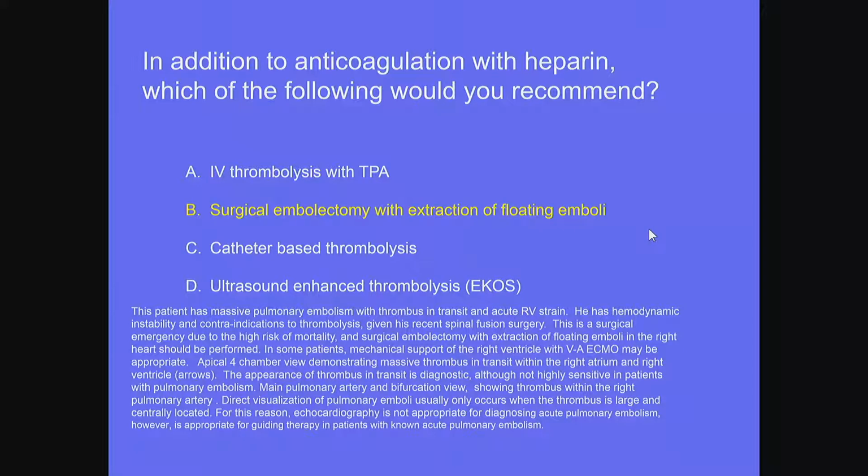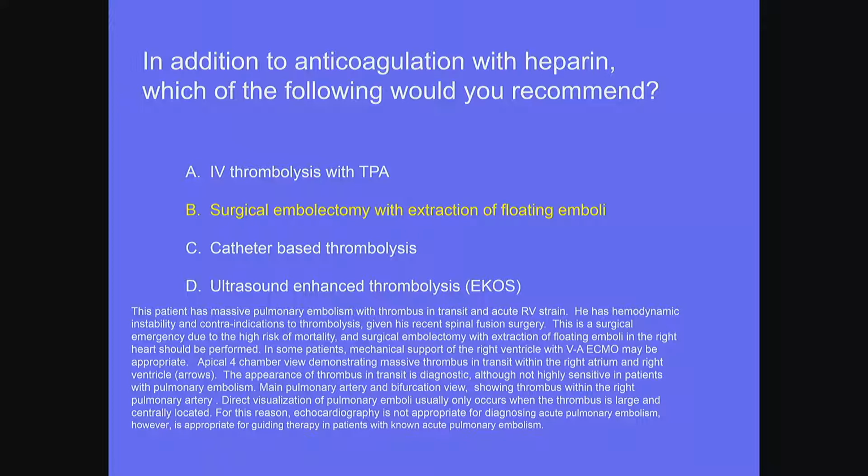The correct answer to this question is B, surgical embolectomy with extraction of floating emboli. This patient has a massive pulmonary embolism with thrombus in transit and acute right ventricular strain. He has hemodynamic instability and contraindications to thrombolysis given his recent spinal fusion surgery. This is a surgical emergency due to the high risk of mortality, and surgical embolectomy with extraction of floating emboli in the right heart should be performed. In some patients, mechanical support of the right ventricle with ventricular atrial ECMO may be appropriate.